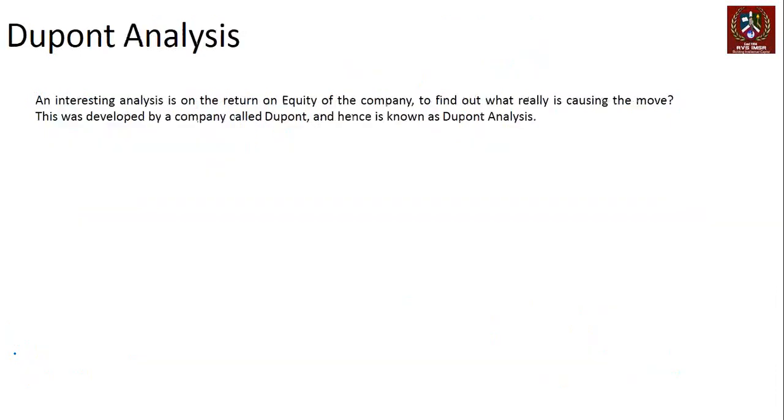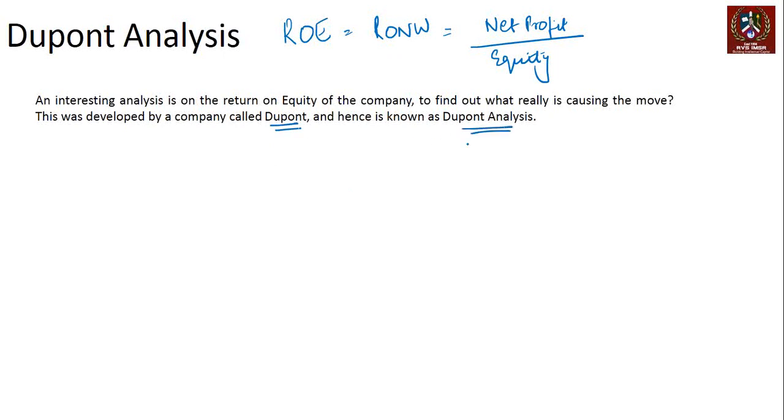Let's move ahead and talk about a little bit of interpretation on one of the ratios called return on equity, also known as return on net worth. That's what we had said. And how do you calculate return on net worth? That was net profit divided by the equity of the company, right? Equity being share capital plus reserves and surplus. Both of that amount is considered as equity of the company. Now, that interesting analysis on the return on equity was done by a company called DuPont, and hence the name DuPont analysis.